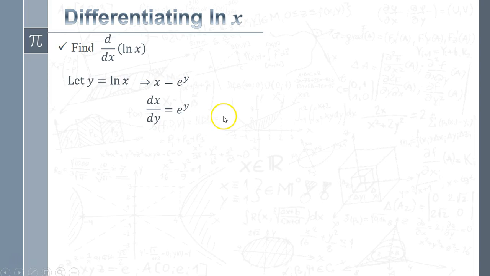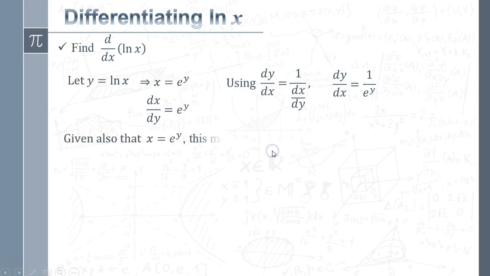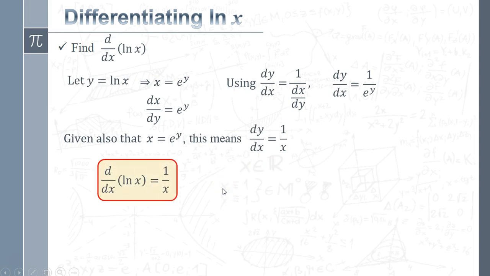And we're aiming for dy/dx, and we know from previously that dy/dx is just 1 over dx/dy. So we've got dy/dx is 1 over e to the power y, but if you think about where we started, e to the power y is just the same as x. So let's do that substitution. And that one is a massively useful result, an incredibly simple one as well, and fairly unexpected. When you differentiate a natural logarithm, you just get 1 over x, which is hugely useful for differentiating and also massively useful for integrating as well.